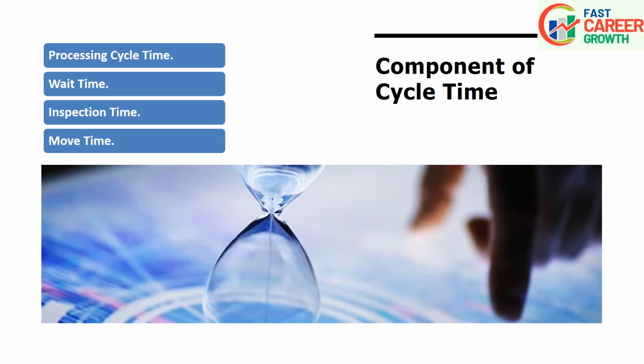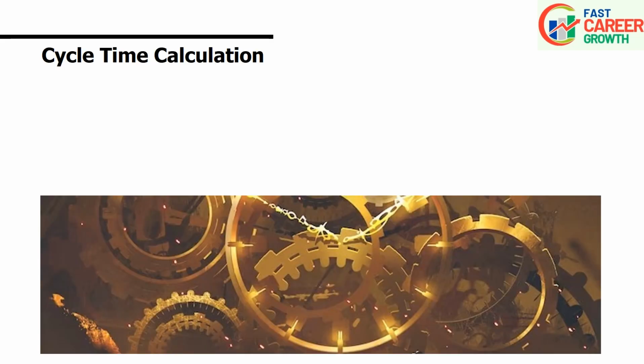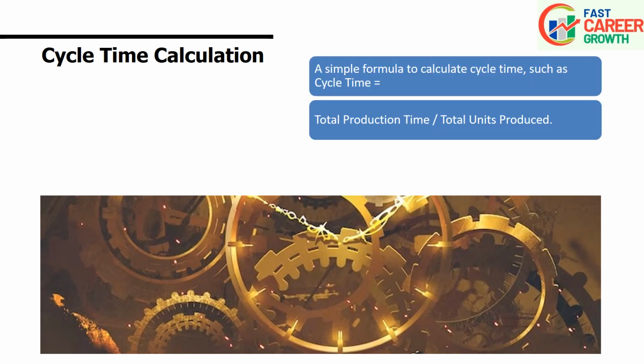Next is cycle time calculation. A simple formula to calculate cycle time is: cycle time equals total production time divided by total units produced. Example calculation. Total production time is the time taken from the start of the production process to the completion of a specific number of units. It includes processing time, waiting time, and any other time components involved. Total units produced is the number of units that are successfully produced during the total production time.